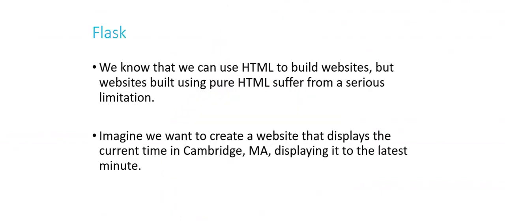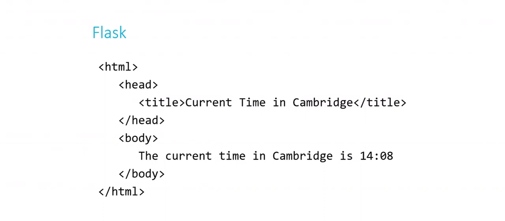We've talked about HTML in the past, and we know that we can use HTML to build websites. But there is one major limitation that HTML websites suffer from, and that is that they are static. Imagine that we want to create a website that displays the current time in Cambridge, Mass, to the latest minute. This is some HTML that would do exactly that. The current time in Cambridge is 14:08, so 2:08 p.m. This is great for a minute. But at 2:09, it becomes not accurate anymore.